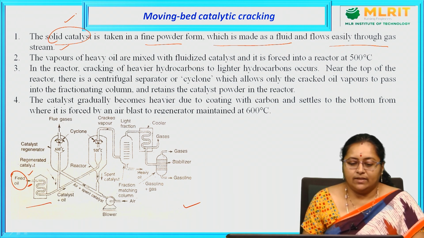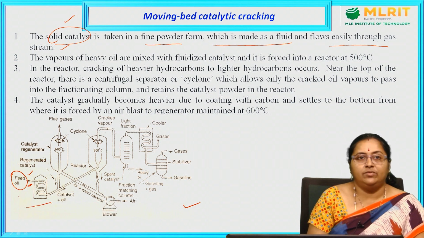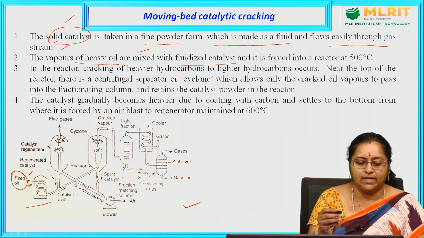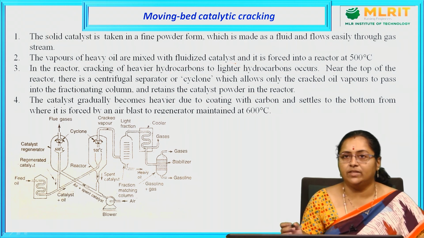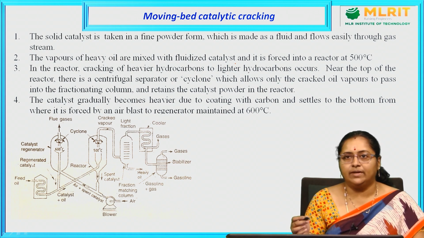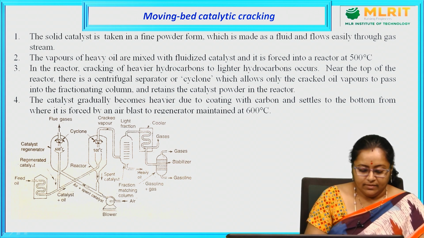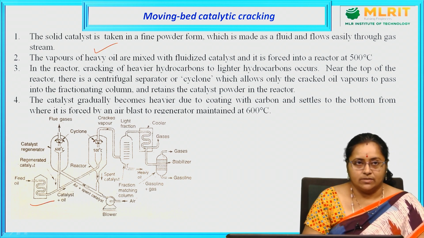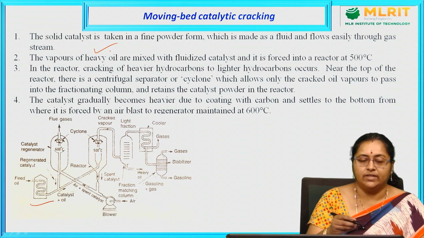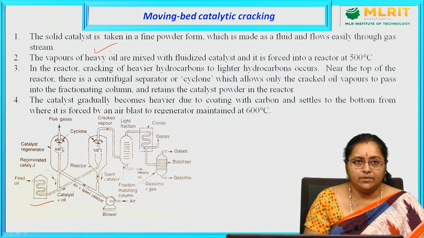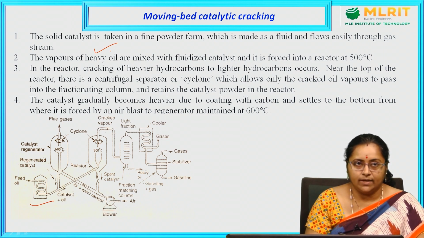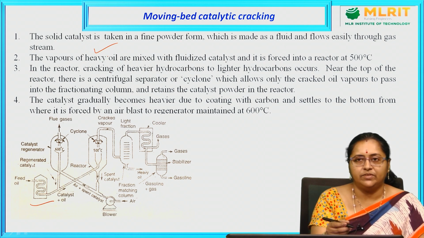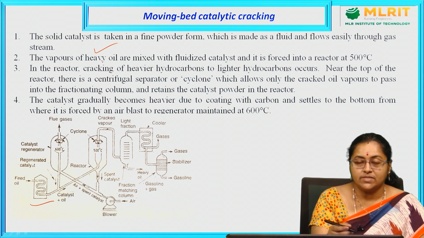And then, as I told you, we are going to use heavy oil. The vapors of heavy oil are first mixed with the fluidized catalyst. Initially, the solid catalyst is made into a fine powder and then converted into fluidized form, and the heavy oil is allowed into the furnace using this pipeline. There it is subjected to heating by supplying some temperature, more than 400, or 350, or even 300 itself is enough because it is heavy oil.